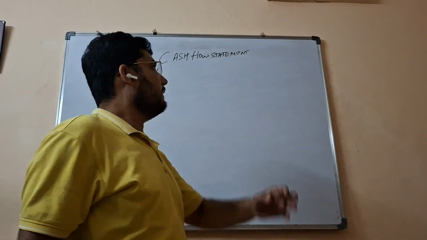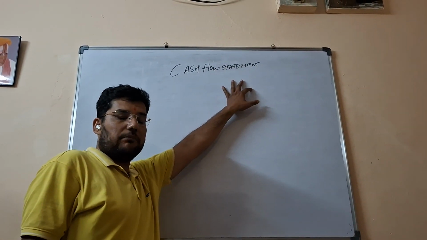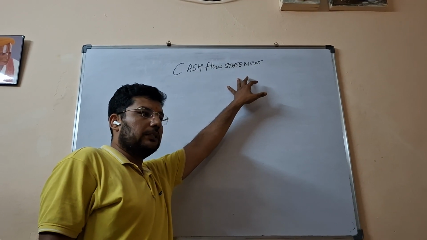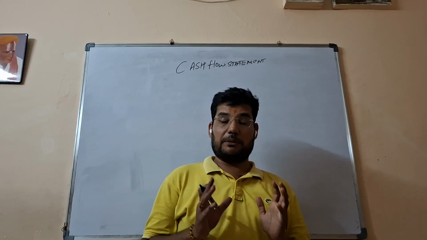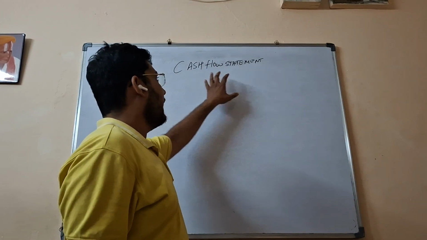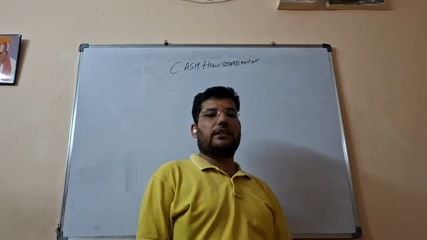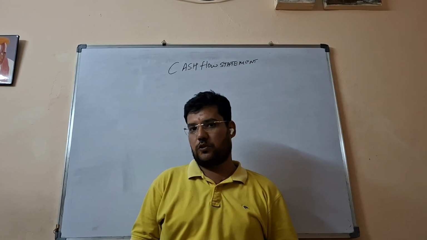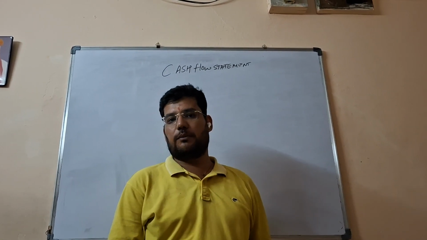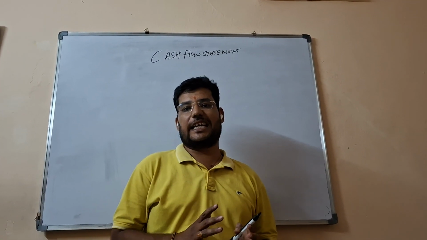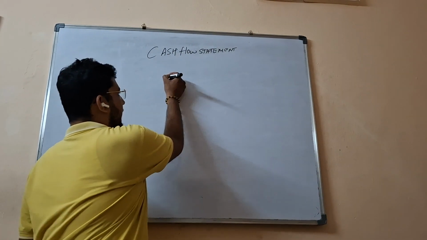Children, today we are going to learn about the cash flow statement, specifically about the operating activity. But before we start with operating activity, what is cash flow statement? Cash flow statement is a statement which explains about the inflows and outflows of the cash from three activities.